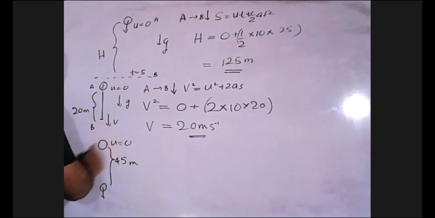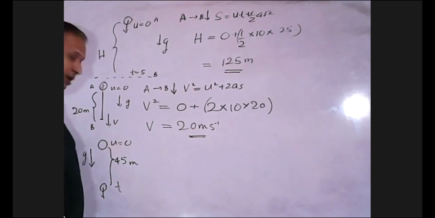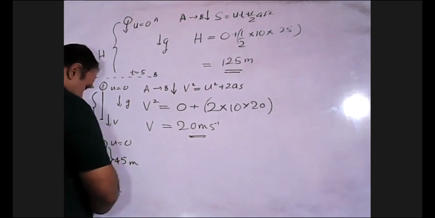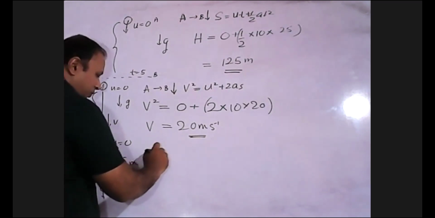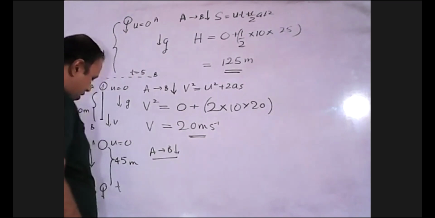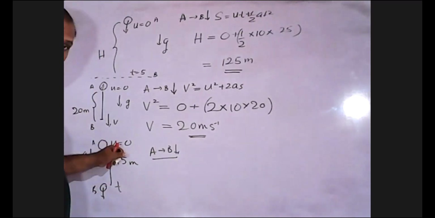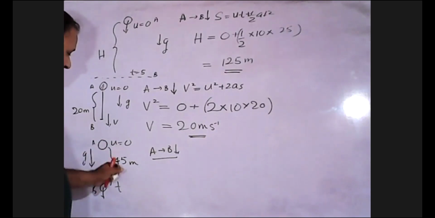Initial velocity is 0. G is in this location, this one. You have to find it. This is A, B. Therefore, from A to B, in downward direction, you have to find time. You know the value of U, G, and S.